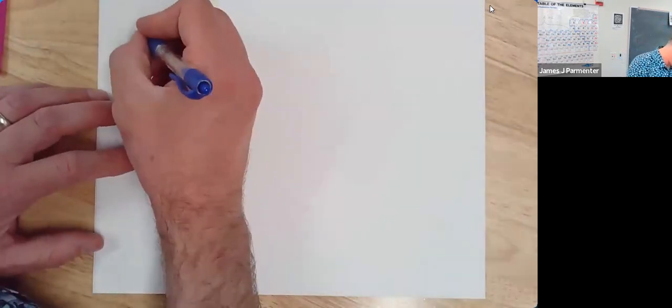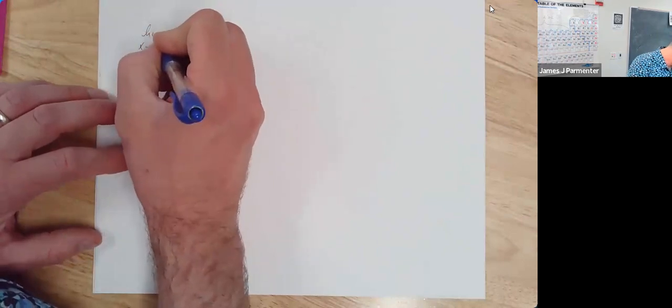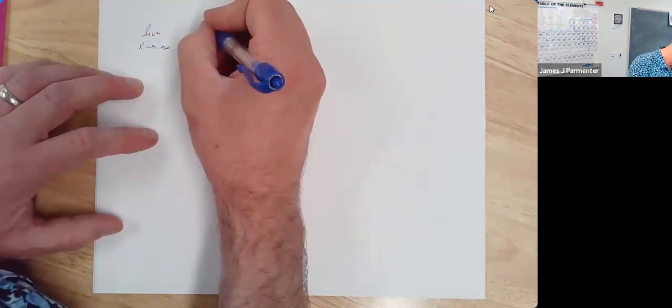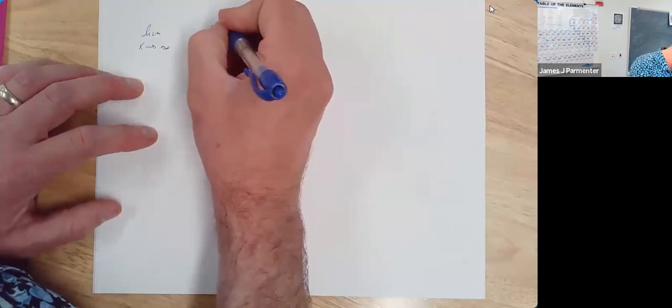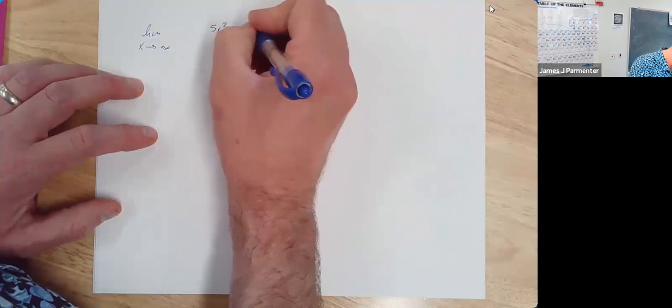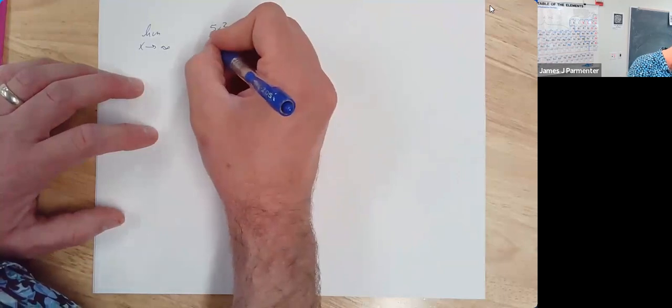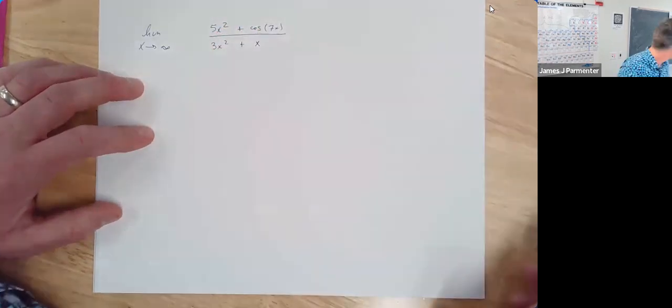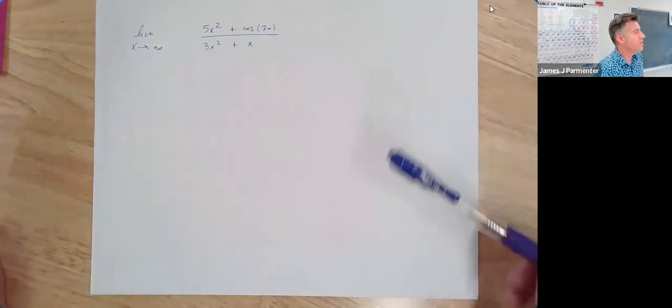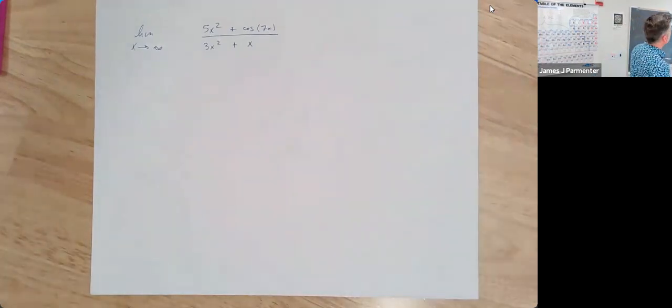Sure. Let's say I want to find the limit as x approaches infinity of 5x squared plus cosine of 7x over 3x squared plus x. And to me, this has the hallmarks of a problem that must use the squeeze theorem, because I have a limit where there's a cosine or a sine, and the insides of the cosine or sine are going to infinity. Those to me are the things that say I probably need to use the squeeze theorem.